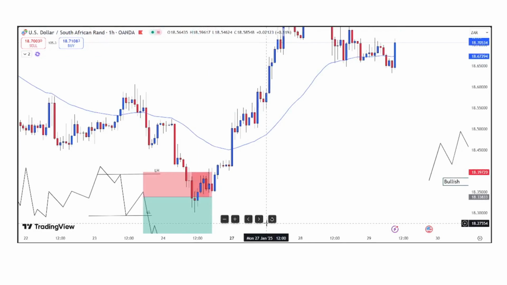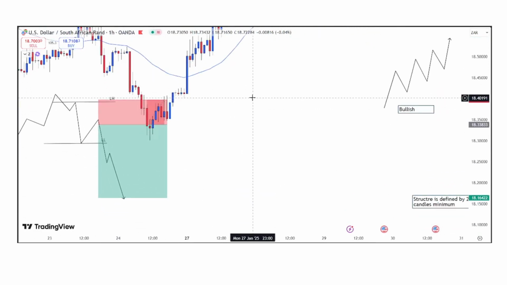So that's literally the importance of understanding market structure properly, understanding what is a higher high, what is a higher low. Understand that your lower high cannot be formed before a new lower low is formed, and your higher low cannot be formed until a new higher high is formed. With that being said, that wraps it up for this video.